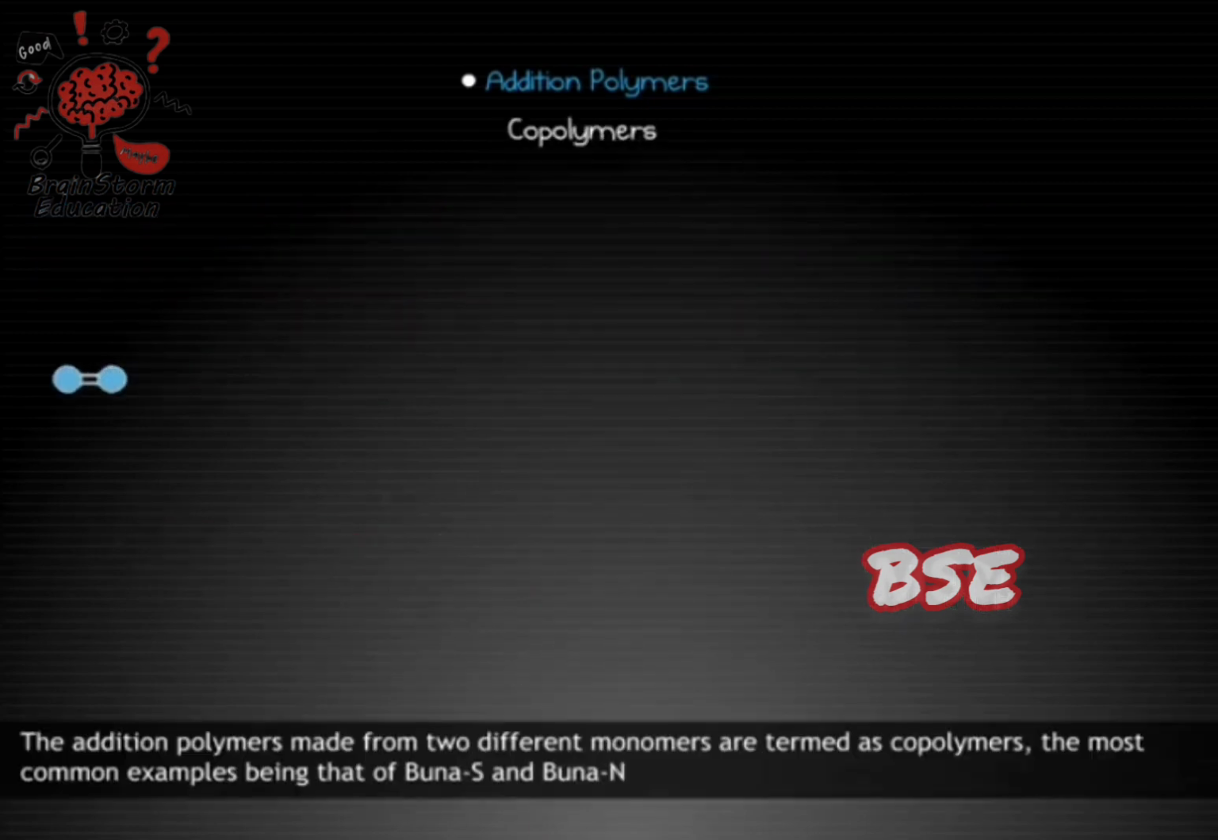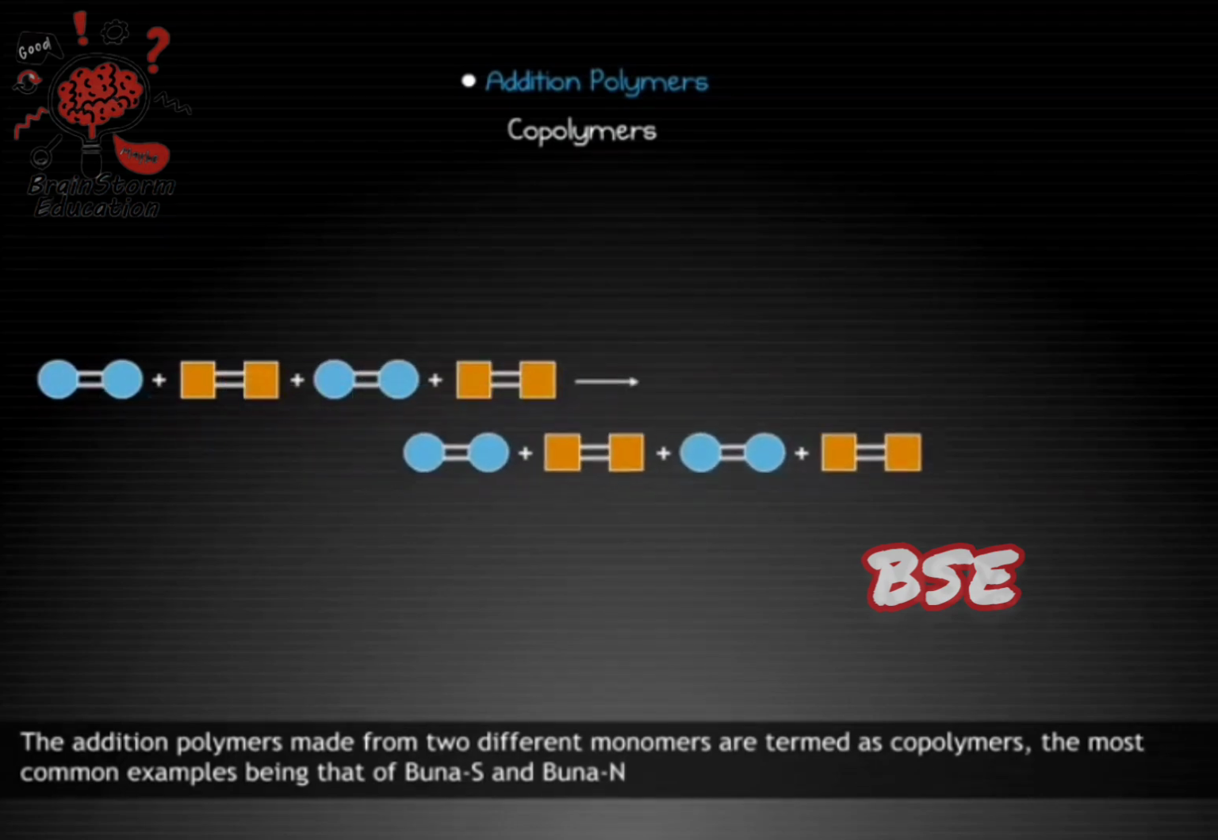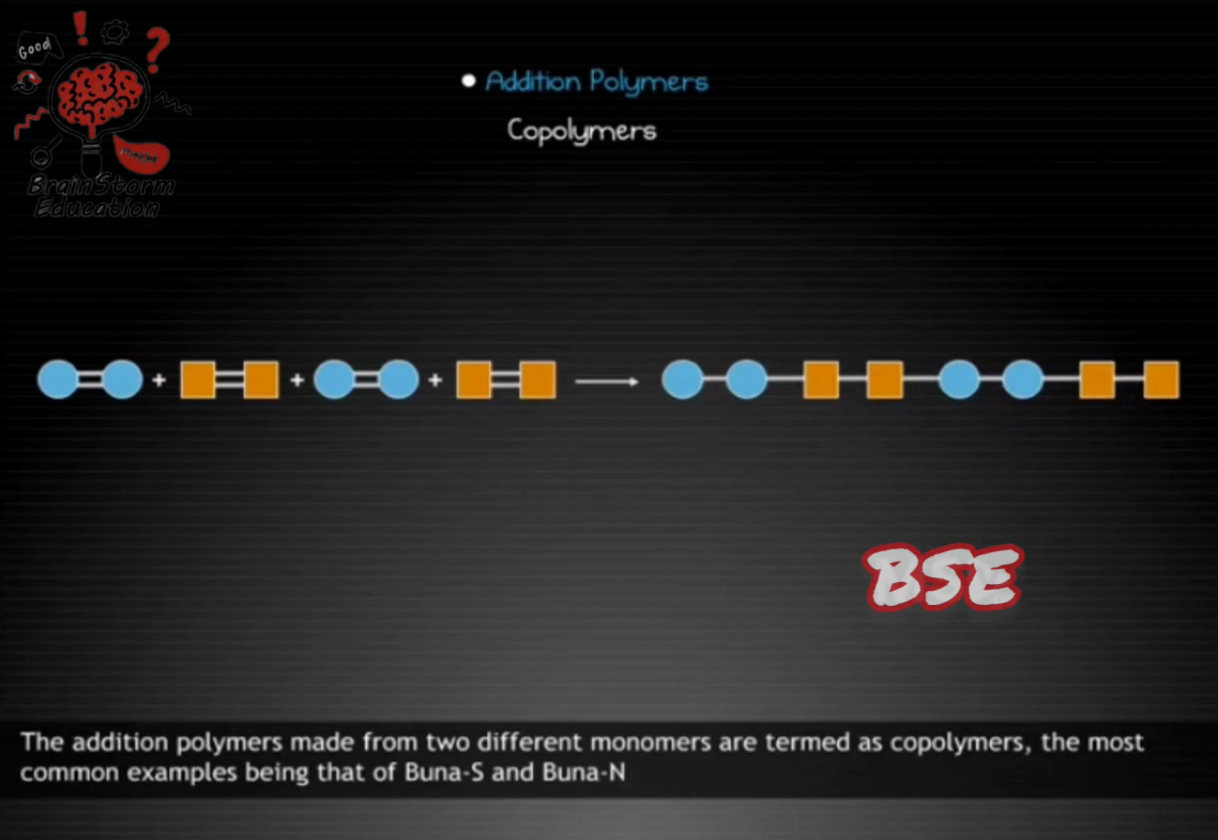Copolymers. The addition polymers made from two different monomers are termed as copolymers, the most common examples being that of Buna-S and Buna-N.